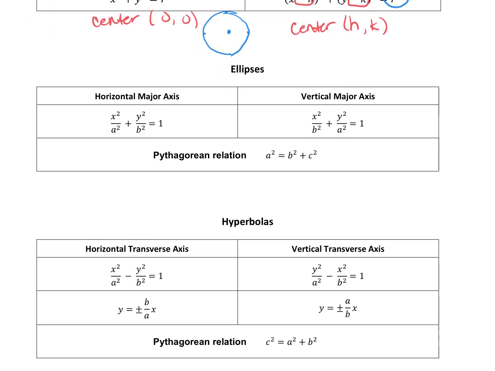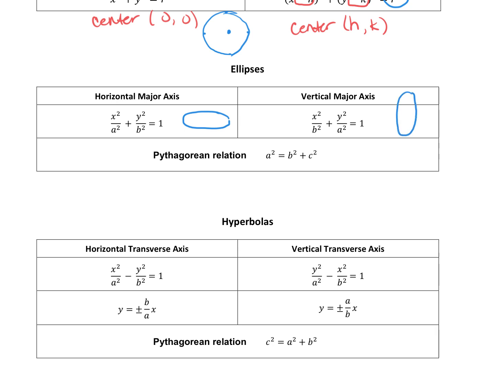All right, your ellipses. An ellipse equation is equal to 1, and it has addition between the two terms. Equal to 1, addition. A horizontal major axis, this ellipse will horizontally be the longer part. That's the longer axis. A vertical major axis is going to look more vertical like this one.